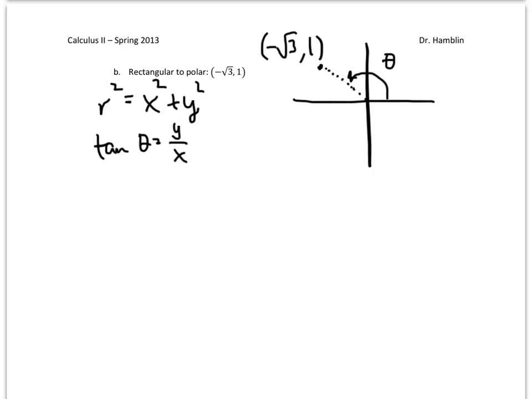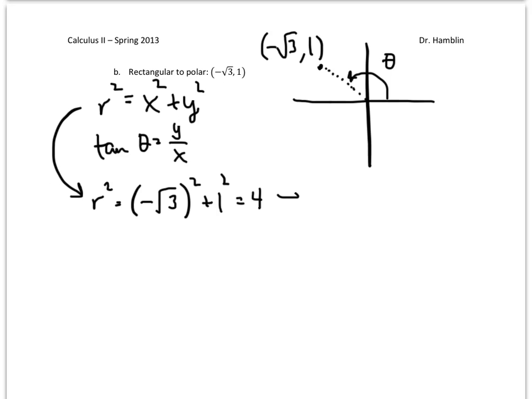So using our r squared formula first, we know that r squared is going to be x, which is negative radical 3 squared, plus 1 squared. That works out to be 4. And so that means that my r is either going to be plus or minus 2. And again, you're going to be tempted here to just take the square root and say that r equals 2. But we'll see in a second why that might not be the right plan.